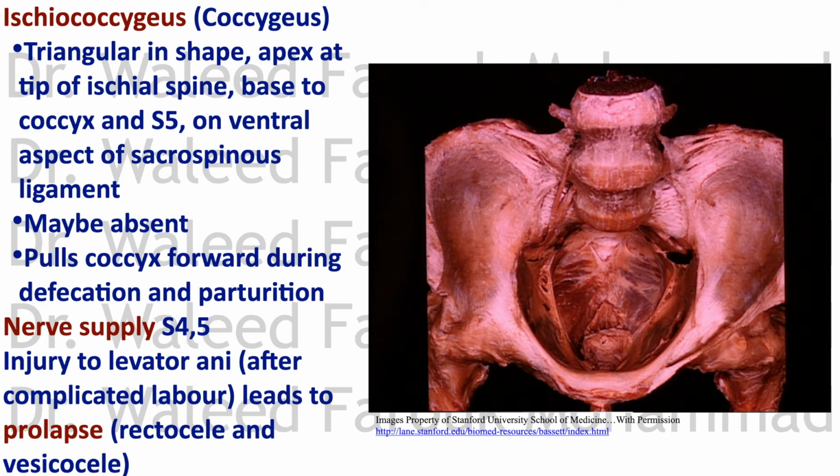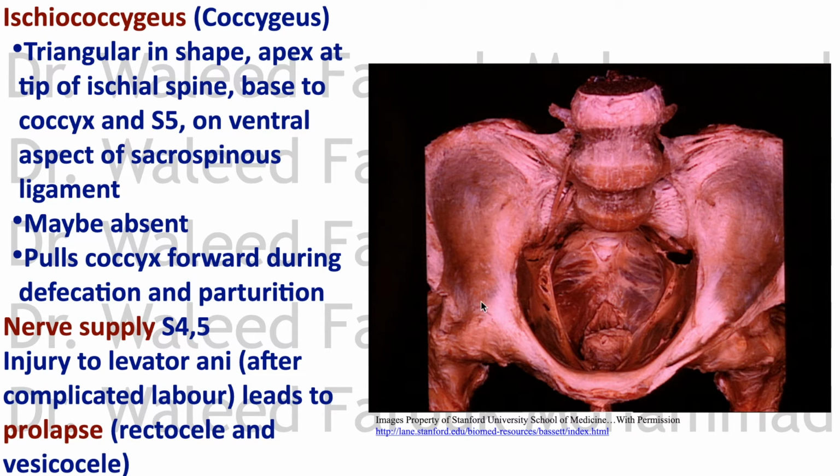This is the levator ani, the mobile part. The fixed part is the ischio-coccygeus, or the coccygeus muscle. Simply, it's the ventral part of the sacrospinous ligament, and may be absent. In 40% of people, it's absent. It arises from the attachments of the sacrospinous ligament from the ischial spine to the base of the coccyx and S5. And it pulls the coccyx forwards during defecation and parturition. But of course, it has a very limited action because it's the ventral surface of a ligament.